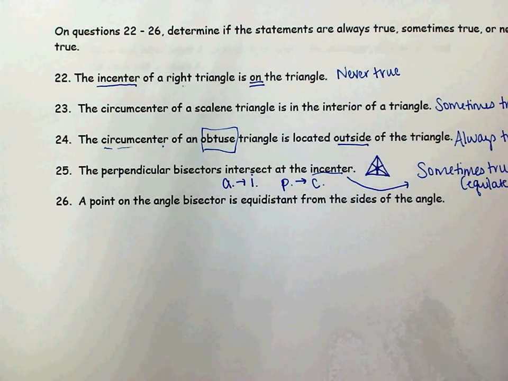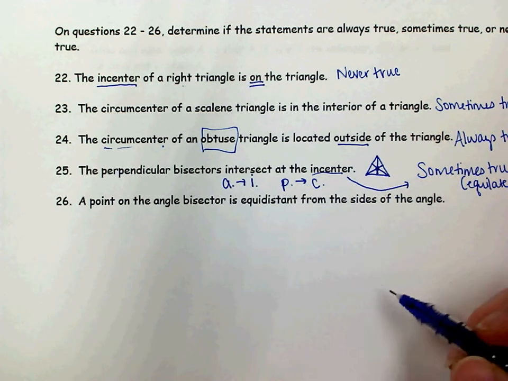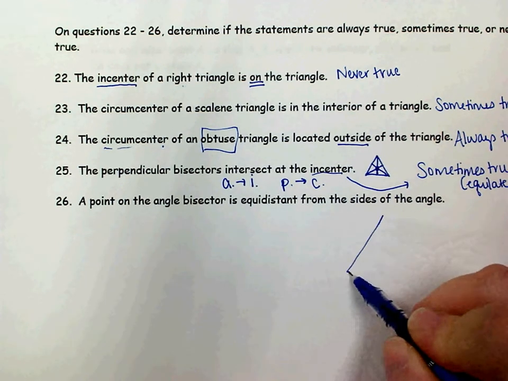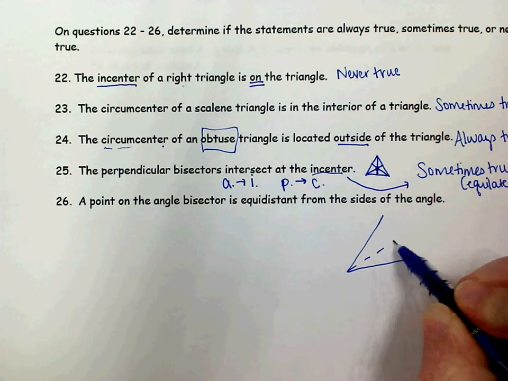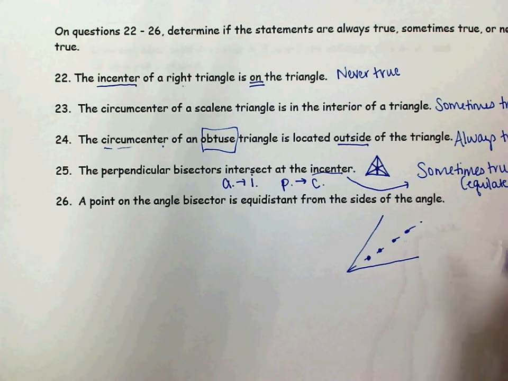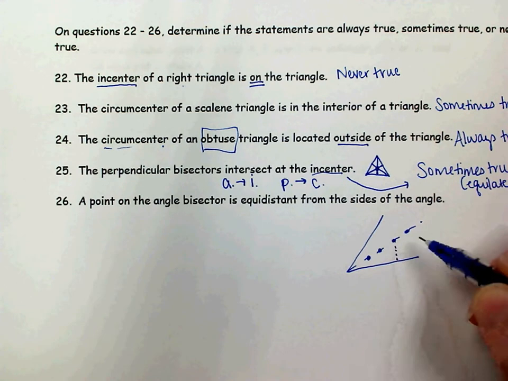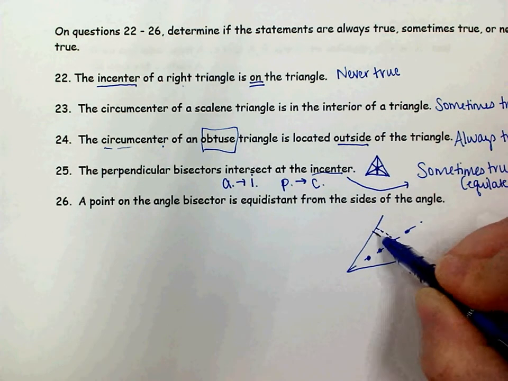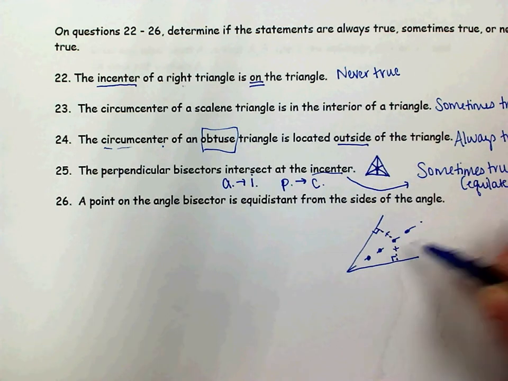All right, number 26. A point on the angle bisector is equidistant from the sides of the angle, and that is always true. That's one of our conjectures from this topic. Every single point on an angle bisector is the same distance from both sides of the angle. And so that is always true.